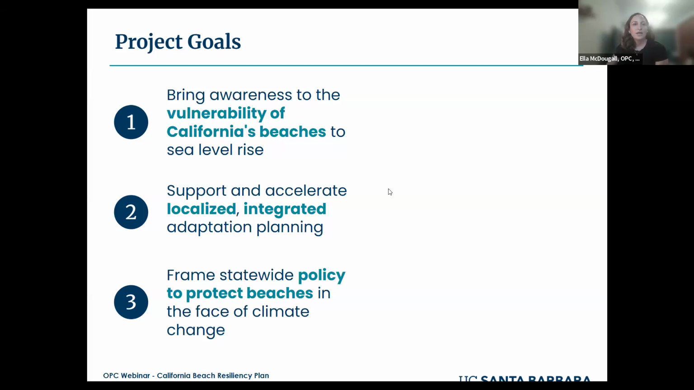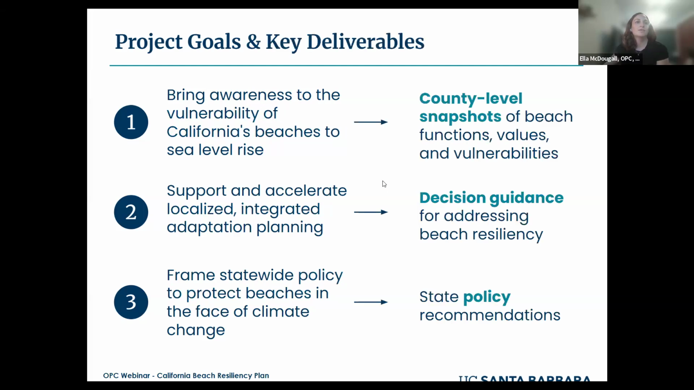So these goals that I've laid out ultimately in the plan are going to translate into three major deliverables. Slide, please. To support goal one, we're looking at county level snapshots that characterize the beach functions, the values, and the vulnerabilities across California. These snapshots will help communities better understand local conditions and how they may change over time. We think of it sort of as level setting for anyone who's curious about the status of their local beaches, bringing in best available science.